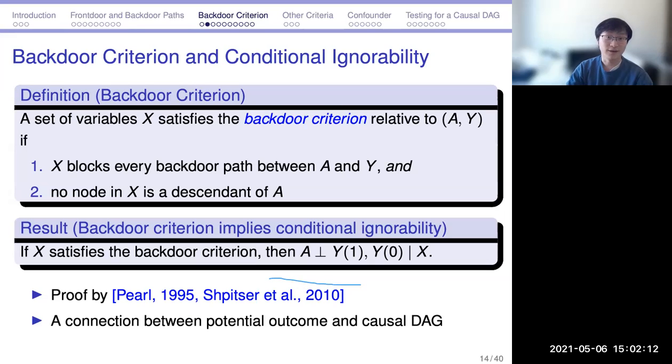So we have the potential outcomes here, and the backdoor paths and the backdoor criterion. These are all from the causal DAG's language. So therefore, this result provides a connection or a bridge between these two frameworks or systems. Okay, so now let's look at a few examples and see when the backdoor criterion is satisfied.